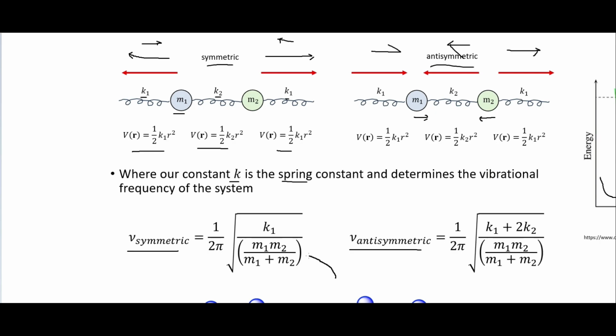So we see we have the reduced mass here in the denominator. So the higher the mass of these two things, the lower the frequency will be. But the greater this K constant here, or these two K constants here, then the higher the frequency will be.